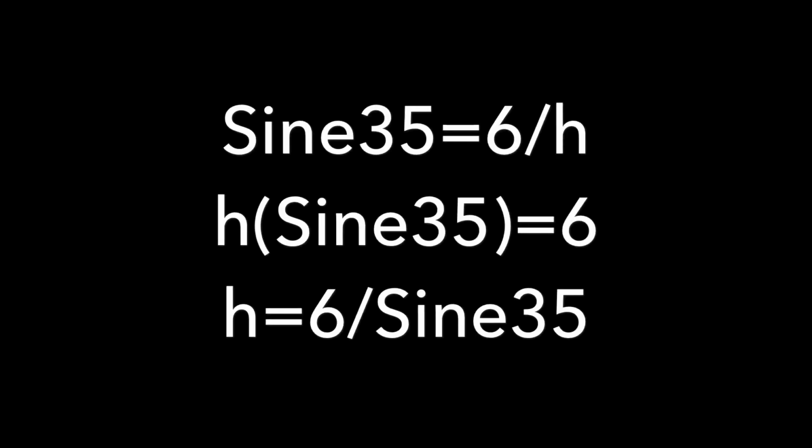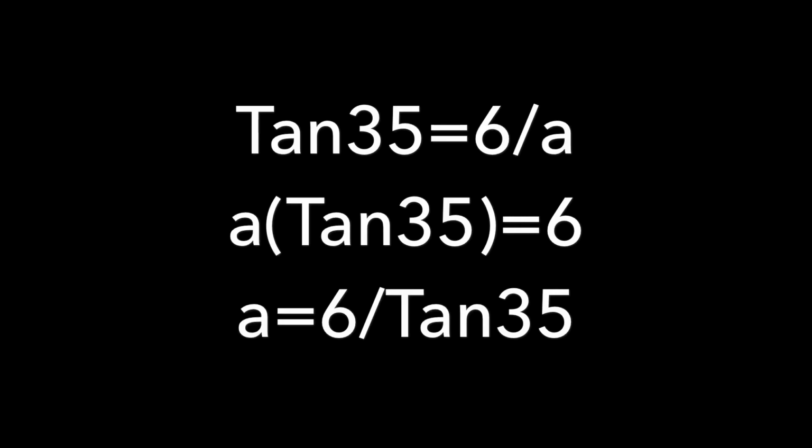Now we must create an equation and find the variable. If we wanted to use sine, we would create an equation like this and multiply each side by the hypotenuse. And then we would divide by sine 35 to create an equation that equals the hypotenuse. For the tangent, it's very similar, but instead we multiply by the adjacent and create an equation that will equal the adjacent. We should end up with two equations that look like this, and you could use whichever one you want depending on which side you want to find.